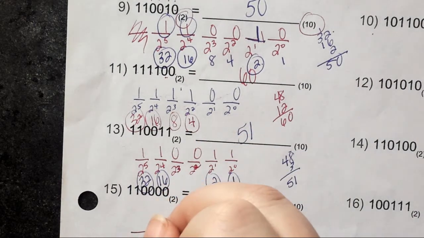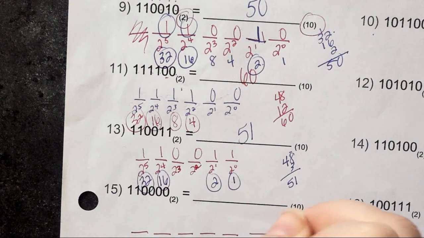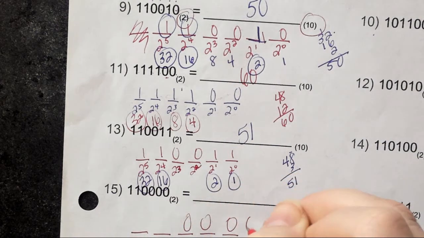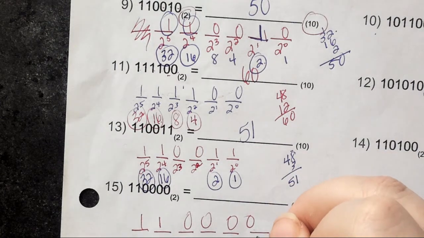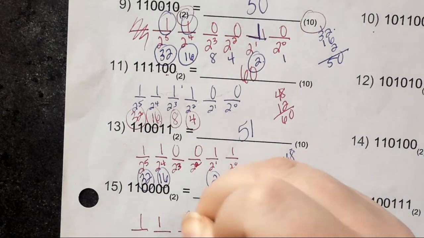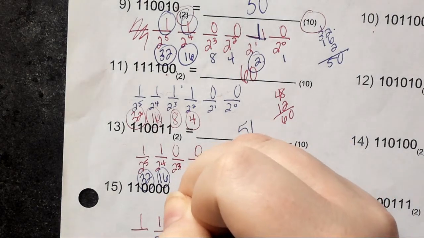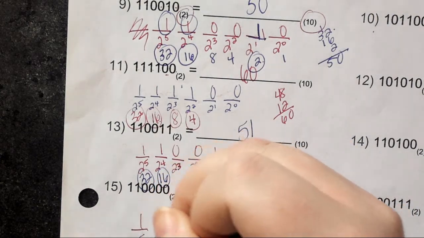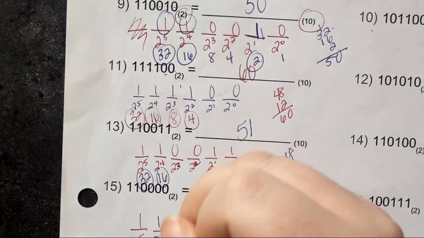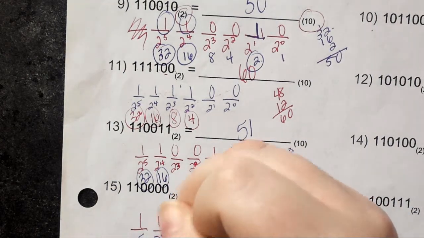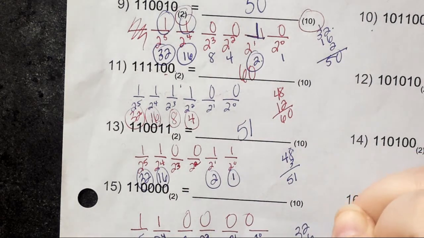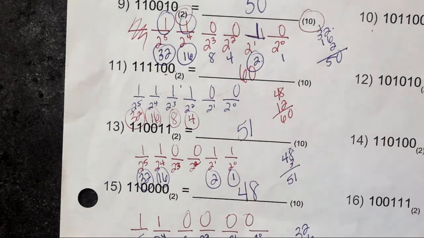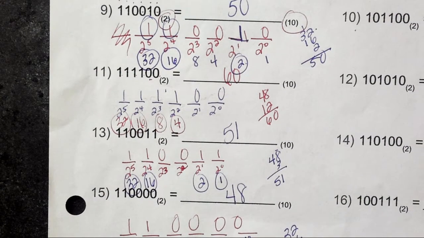Last but not least, I don't have any of 2 to the 0, 2 to the 1, 2 to the 2, 2 to the 3. I do have a 2 to the 5, which is 32. I do have a 2 to the 4, which is 16. I don't have anybody else, so I just have 32 plus 16, which is 48. So this number converted back to base 10 is 48.